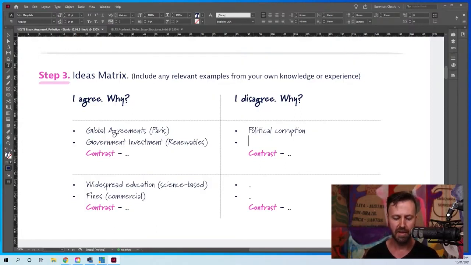Political corruption is one. The other one we might want to look at is a lack of innovation. And that came from our brainstorm, the word innovation. A lack, is that loc or lack? What have we got here? A lack of innovation in industry. Cool. That's the next one.